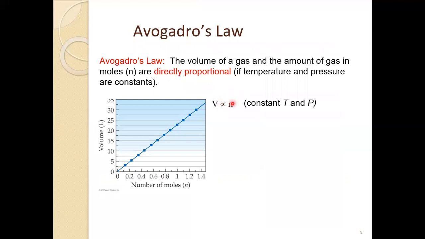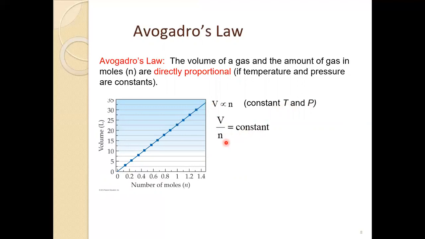So volume is proportional to number of moles. As one increases, the other one increases. As one decreases, the other one decreases. Conversely, we could also express it this way, where if they're directly proportional to one another, then their ratio must be a constant. And that number depends upon what the temperature of the gas is and what the pressure of the gas is.